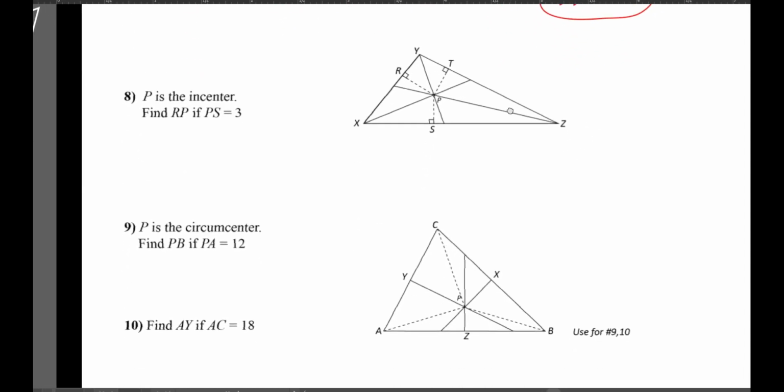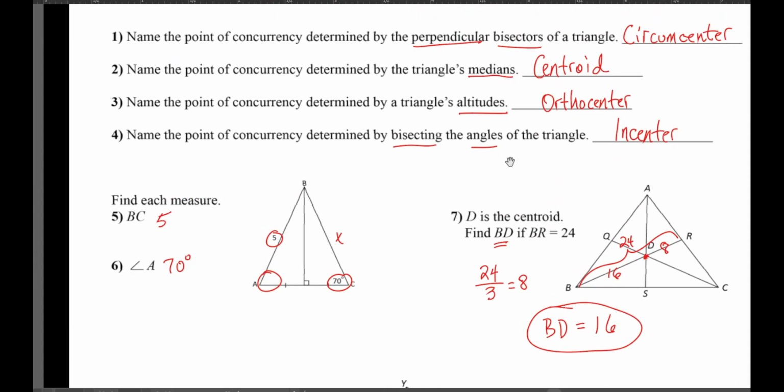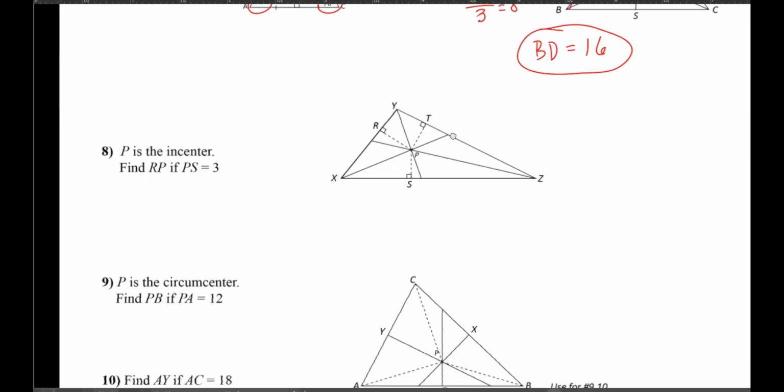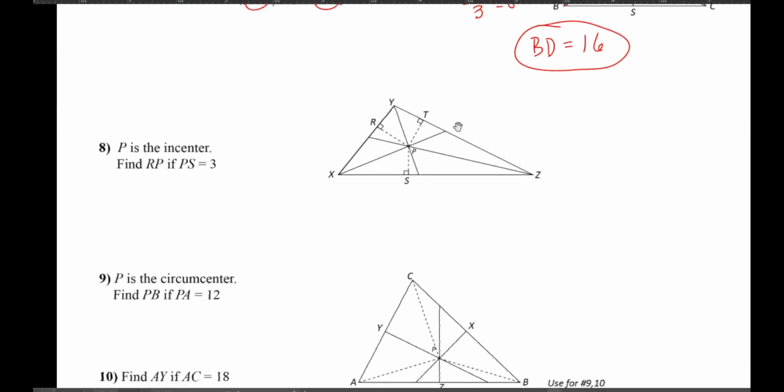Let's keep going. In-center. What's the in-center? The in-center is this one right here. You bisect the angles. But there's something that we know. I don't even care about bisecting the angles in this situation. I do know something about those dotted lines. If this is the in-center, what do I know about the dotted lines right here? RP, TP, SP. They are all the same. Exactly right.